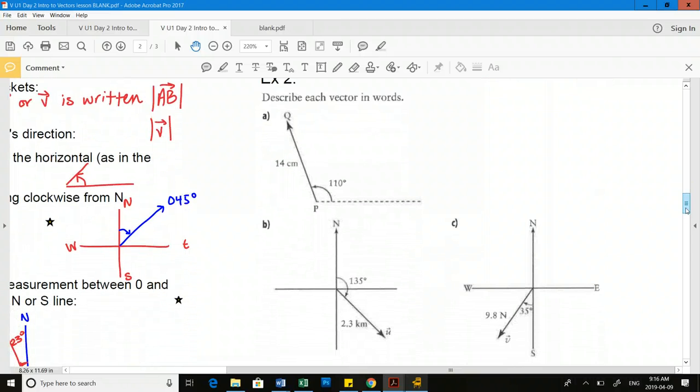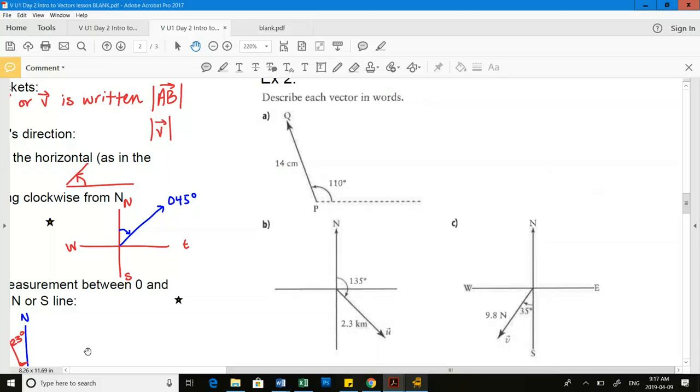So we're going to describe each vector in words as best we can. And we're going to use either above the horizontal, we'll say true bearing, or we will use north blank west, or north blank east, or south blank east, south blank west, that kind of idea. So can somebody describe part A in words for us? I need to tell about the magnitude of that vector, and I need to tell about the direction of that vector.